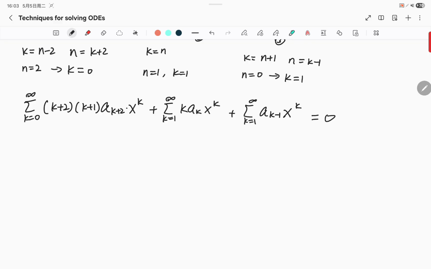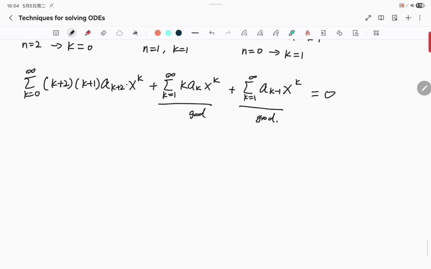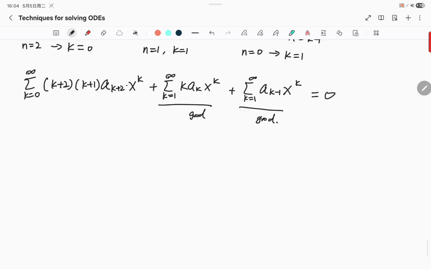So what we're gonna do is factor out the first term from the first series, and the other two, we can say it's good. Good means no changes need to be made. The reason why I factor out the first term from the first series is because if I factor that out, then k can start from 1. It's a series that if you factor out something, then the starting index is plus 1. So all the series will start from 1.